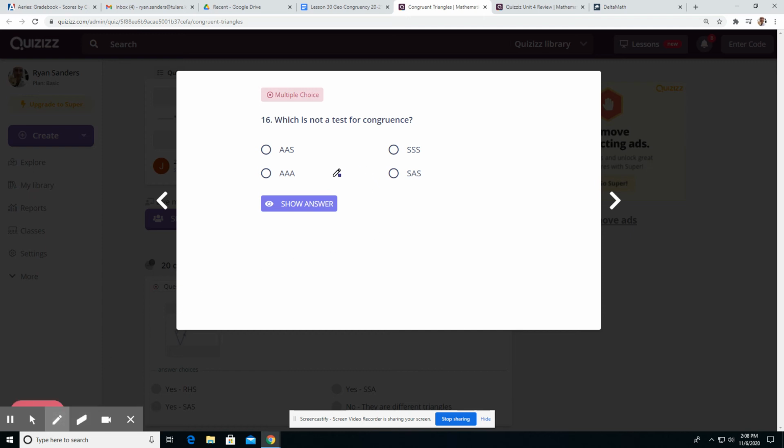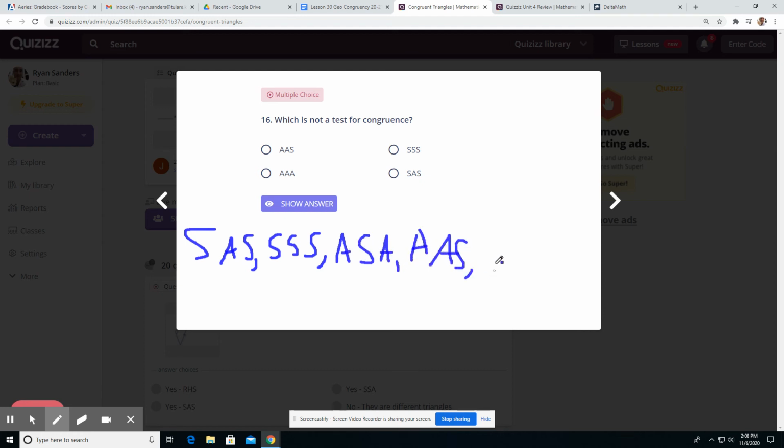Which is not a test for congruence? Hey, do you remember the song? Side, angle, side, side, side, side, angle, side, angle, angle, angle, side, hypotenuse leg. All right, which one is not one of these?